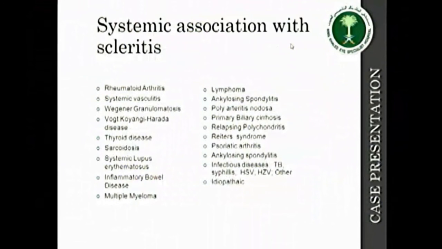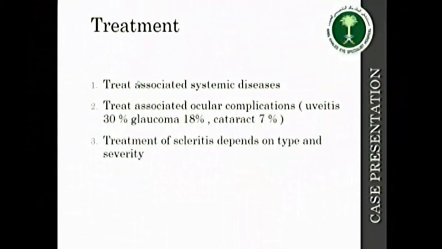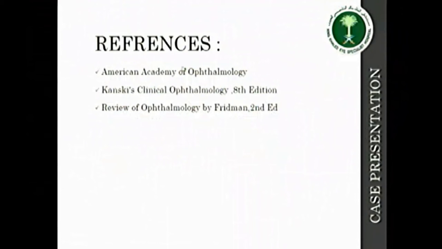There is a systemic association with scleritis in general, not in posterior scleritis. So we should also consider this when taking history or doing physical examination. We should consider all the signs and clinical features. So the treatment: we should treat the associated systemic disease. This is the first thing. And we should also treat associated ocular complications, uveitis, glaucoma and cataract, and we treat the scleritis depending on the type and the severity of the scleritis. This is my references. Thank you very much.